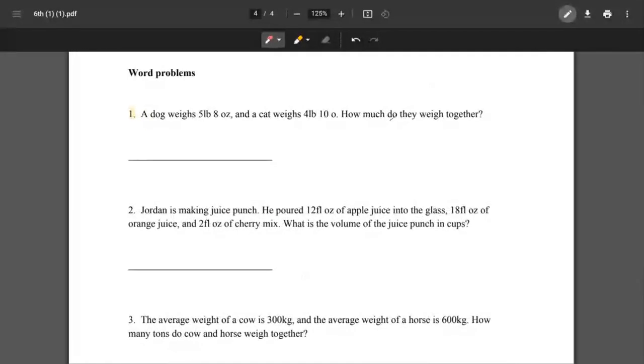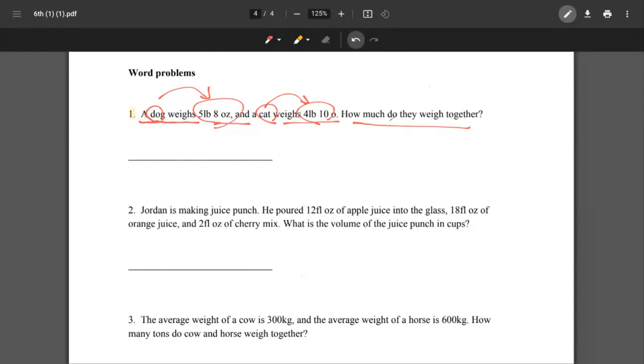So, we're looking at number 1. A dog weighs 5 pounds and 8 ounces, and a cat weighs 4 pounds and 10 ounces. How much do they weigh together? Okay, so we're trying to find the total weight of the dog and the cat. We're given the information that the dog weighs 5 pounds and 8 ounces, and the cat weighs 4 pounds and 10 ounces.